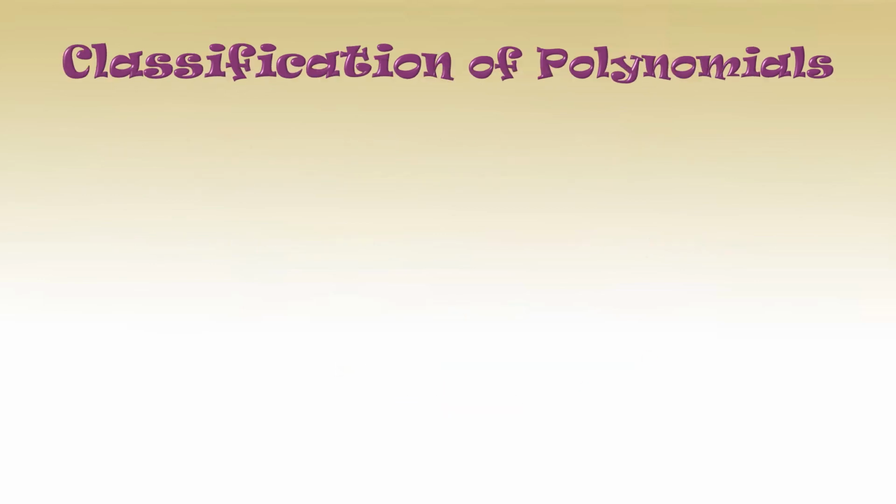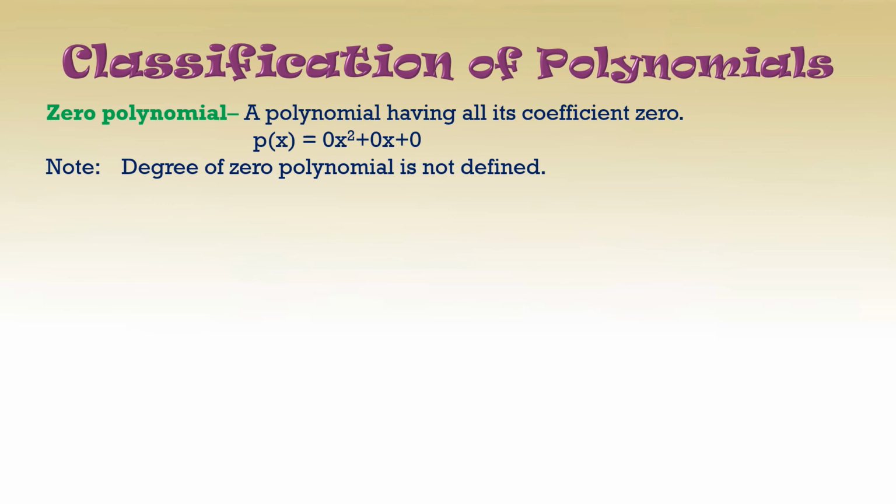Next is classification of polynomials. Now let's look at the classification or the types of polynomials. The first is the zero polynomial. The number 0 is called the zero polynomial, because it has all its coefficients 0. So if I want to express it in standard form, it can be written as p of x is equal to 0x square plus 0x plus 0. Basically 0 is called the zero polynomial, and the degree of a zero polynomial is not defined.